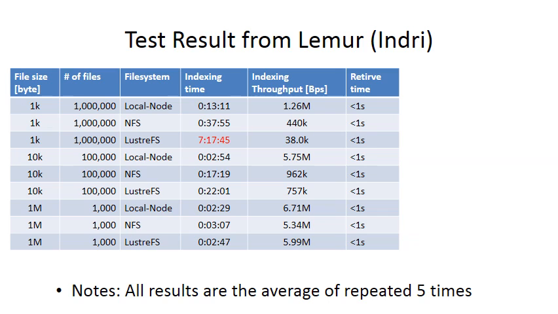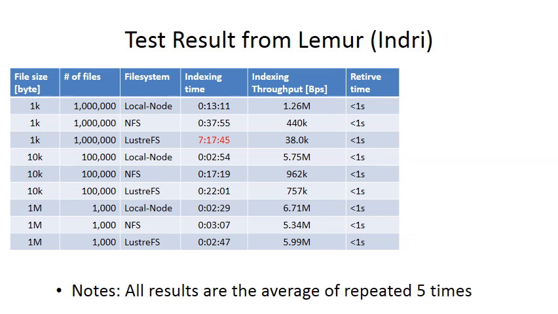You can see the indexing when you go to the 1 meg file is pretty fast, like a few minutes. When you go to a 10K file size, the indexing time increases a lot, except on the local node. But when it goes to the 1 kilobyte file size with 1 million files, you can see that the worst case, the Lustre file system, takes 7 hours to index all these files.